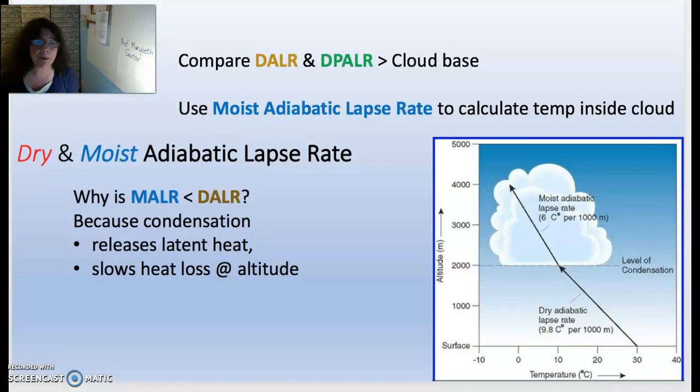So to sum it all up, we have looked at environmental lapse rates to predict stability of an atmosphere. Then we've looked at 3 other different types of lapse rates: the dry adiabatic lapse rate, the dew point adiabatic lapse rate, and the moist adiabatic lapse rate, to determine things like cloud base or lifted condensation level, and to determine the temperature inside the cloud with the moist adiabatic lapse rate.